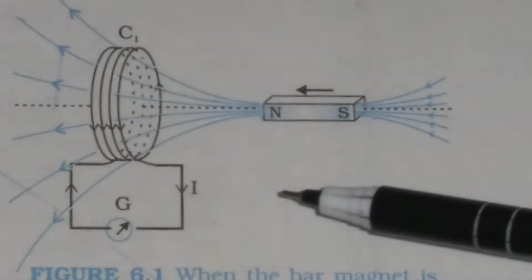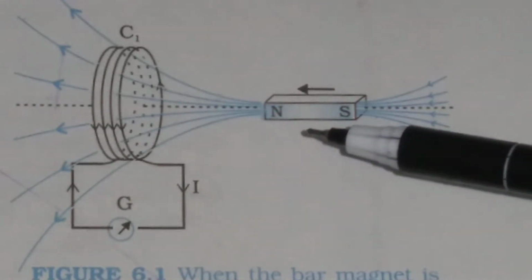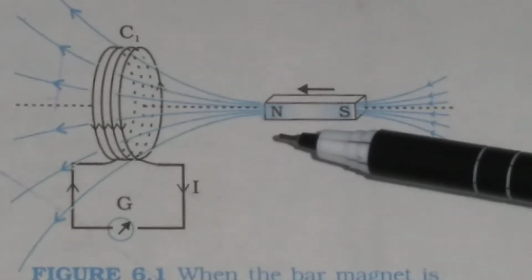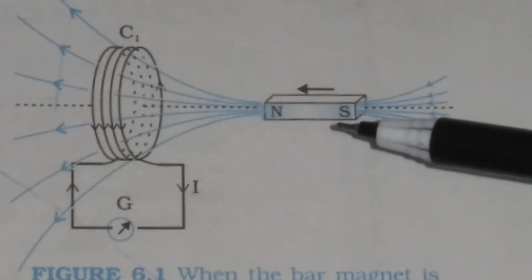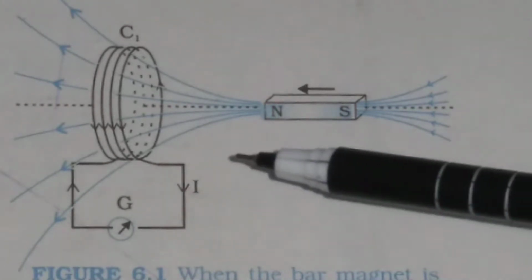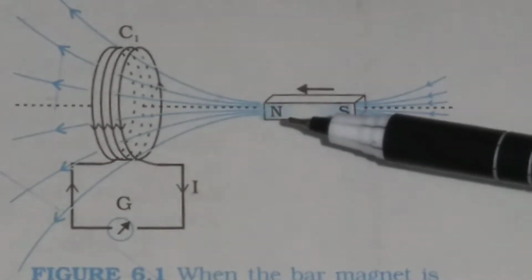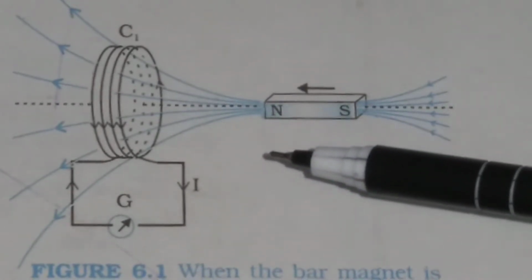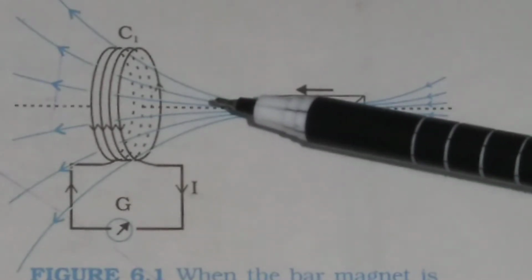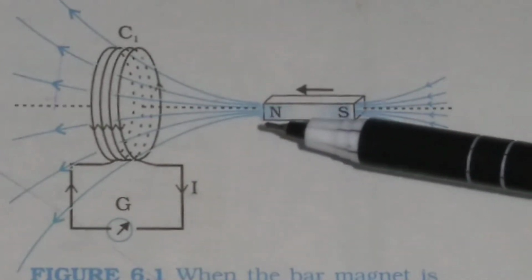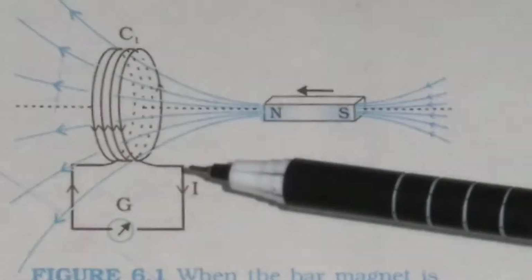The deflection, and hence the current, is found to be larger when the magnet is pushed towards the coil or pulled away from the coil faster. When the bar magnet is held fixed and the coil C1 is moved towards or away from the bar magnet, the same effect is observed. So what conclusion do you get from this experiment? It is the relative motion between the magnet and the coil that is responsible for the induction of electric current in the coil.